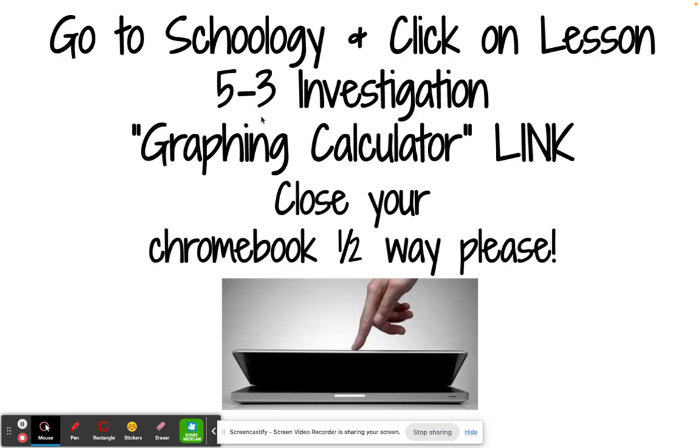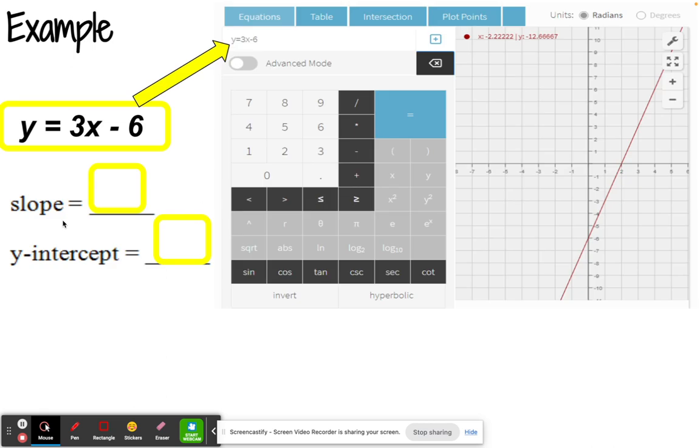Okay, I want you to go to Schoology, and you're going to open up the graphing calculator link. If you don't have Schoology, you can find the link at Desmos, DESMOS.com/calculator. So enter in this equation on this line, y equals 3x minus 6. When you do that, you will see a line form when you hit enter.